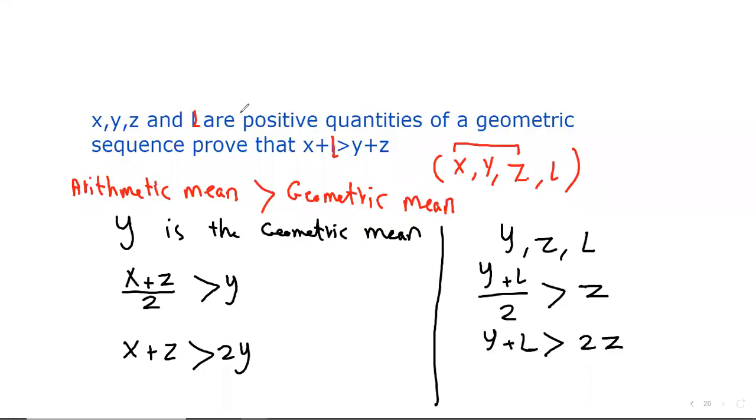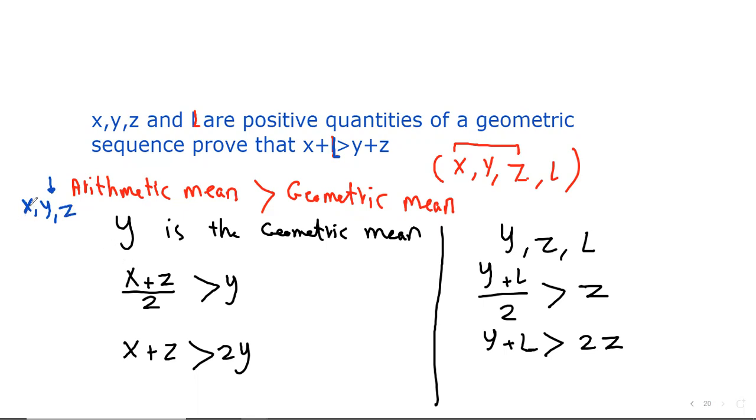x, y, z, and L are positive quantities of a geometric sequence. Prove that x plus L is greater than y plus z. You know, the arithmetic mean is greater than the geometric mean. If we look at the first three terms, x, y, and z, y is the geometric mean of x and z, because y is in the middle.